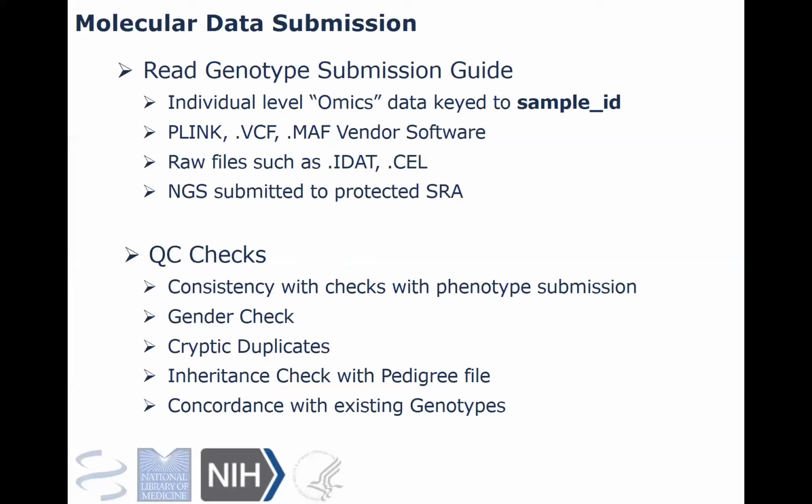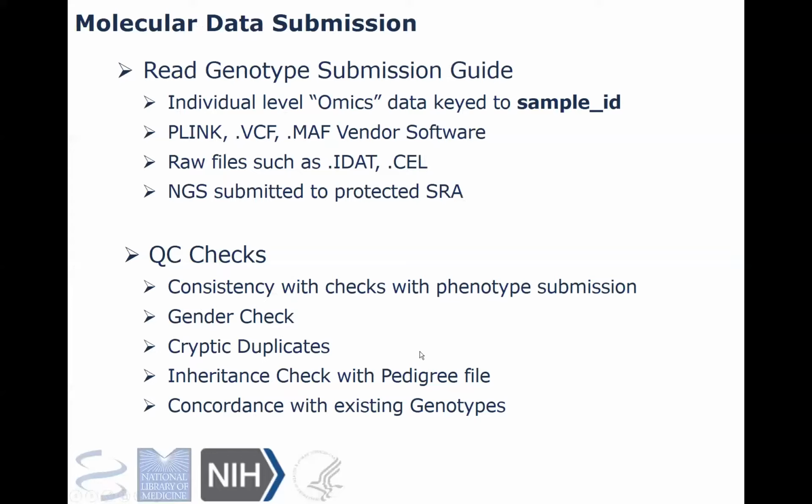The QC checks that we do on the molecular data check back for consistency with the phenotype submission. One of the checks that we do that sometimes fails is actually the gender check. We look at the genotypes in the genomic molecular data to see if they look like they were from a male or a female, and if that does not match what's in the phenotype, then we iterate with the submitter and try to resolve that before it's released. We look for cryptic duplicates.